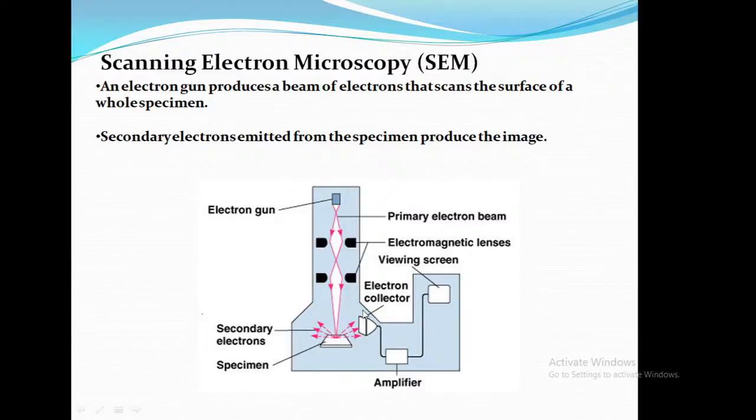Here, the emitted electrons from the electron gun scan the surface of the specimen, and the image is collected from the electron collector, then passed to the amplifier and the result is shown here.